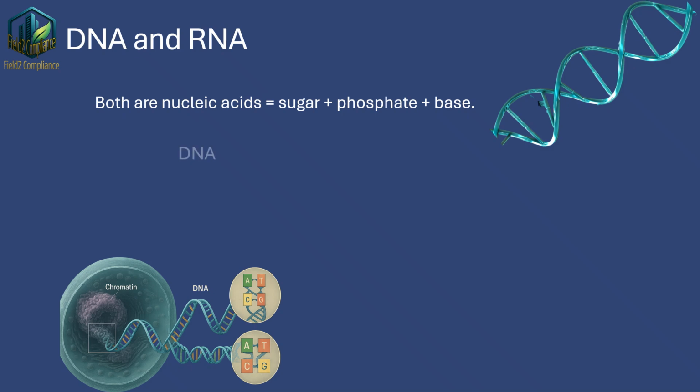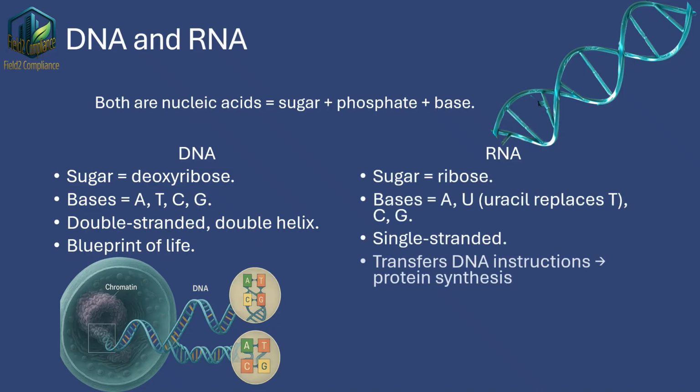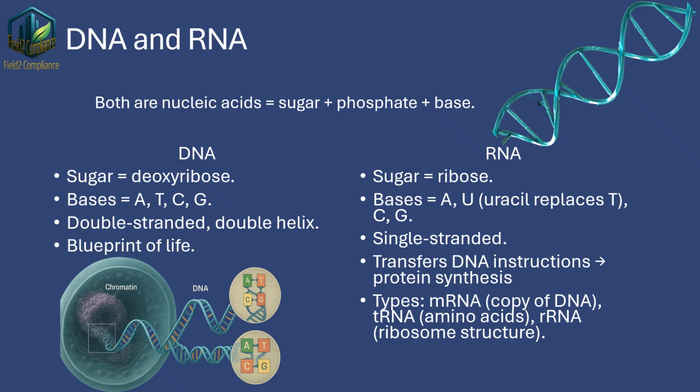DNA and RNA are both nucleic acids made of sugar, phosphate, and bases. DNA uses deoxyribose, has bases A, T, C, and G, and forms a double helix, the blueprint of life. RNA uses ribose, swaps uracil for thymine, and is single-stranded. Its job is to take DNA's instructions and make proteins using messenger RNA, transfer RNA, and also ribosomal RNA.